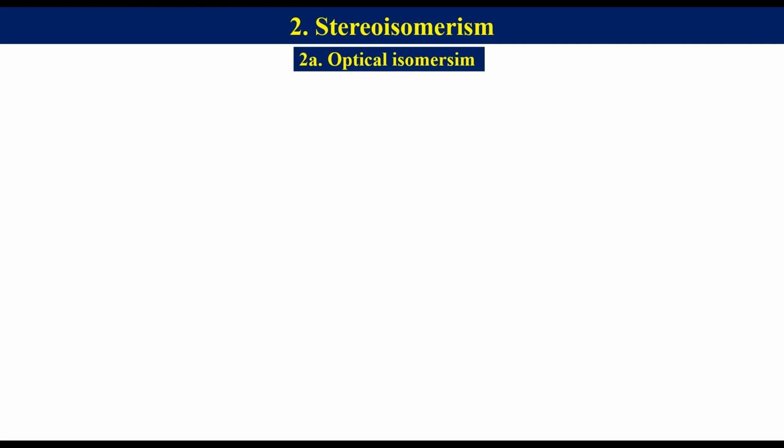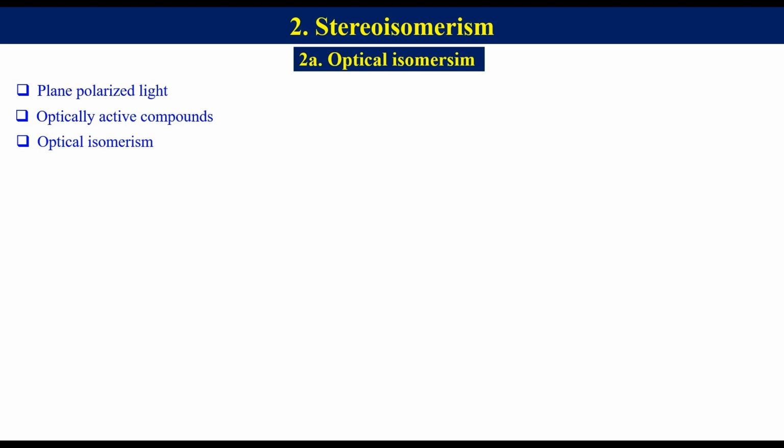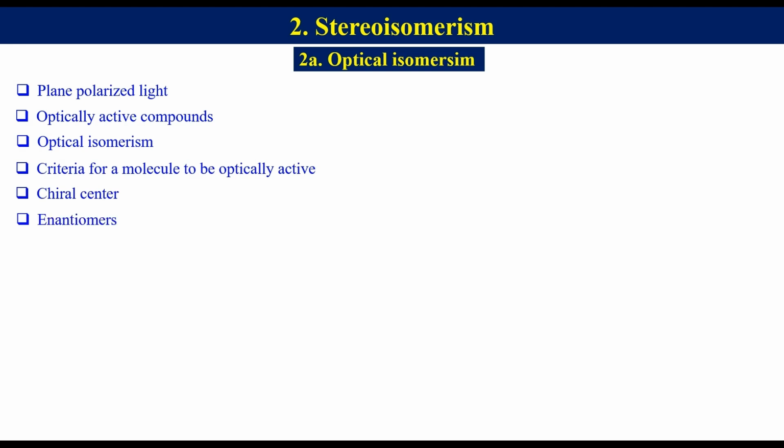Now come to the optical isomerism. In this, we will discuss the following points: plane polarized light, optically active compounds, optical isomerism, criteria for a molecule to be optically active, chiral center, enantiomers, diastereomers, and meso compounds. Let's take one by one.